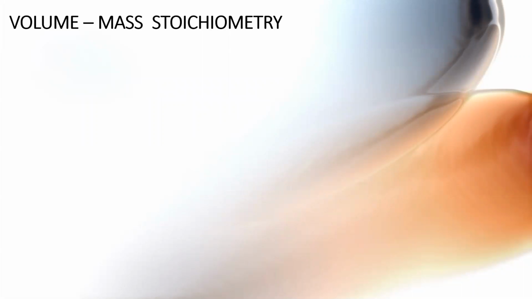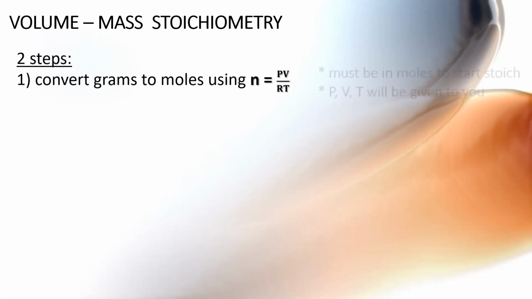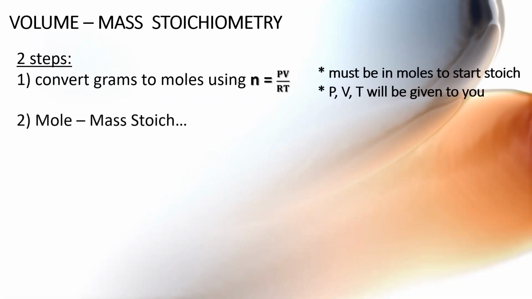All right, next up, volume to mass, stoichiometry of gases. There's 2 steps here. First, you have to convert from volume to moles using the ideal gas law equation, solving for n. You have to be in moles to start stoichiometry. Some of you were forgetting that last section. And then P has to be in atmospheres, V has to be in liters, T has to be in Kelvin.